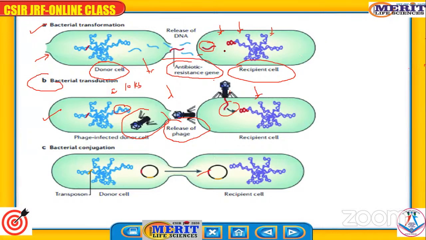The third mechanism is bacterial conjugation. Exactly what is happening in bacterial conjugation? There is a formation of a specific contact organ called the pilus. Many questions are going to be asked in CSIR related to conjugation and transformation especially, and in the last few years, examiners have also asked about the mechanism of specialized transduction.